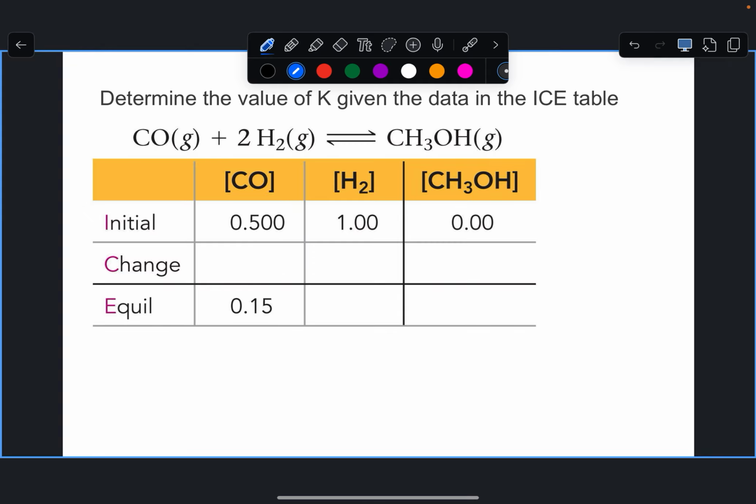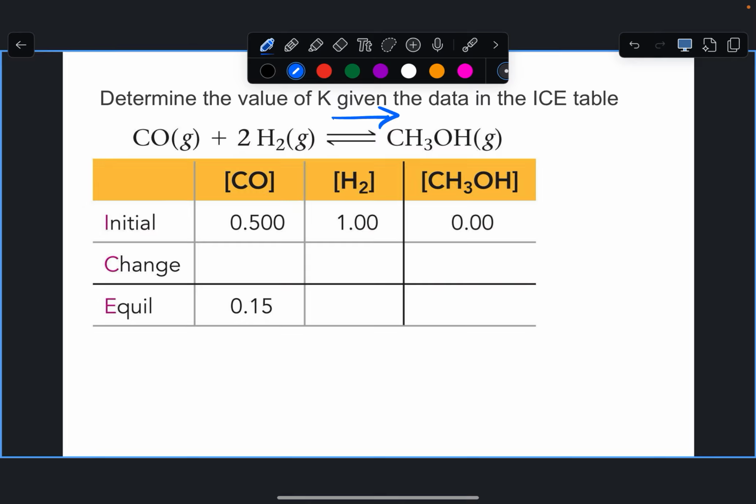Determine the K expression. And you're like, how can I determine K if all I know is the equilibrium value of the CO? So you start by summarizing your data in this ICE table. And because we know that there's no product to start with, we know the reaction is proceeding towards the product. So the first thing we want to do is define the change in symbols.